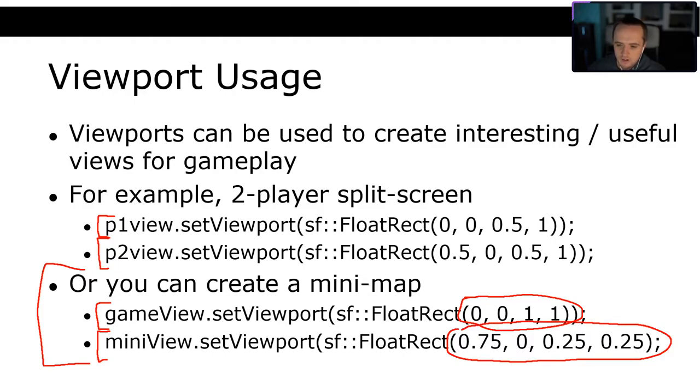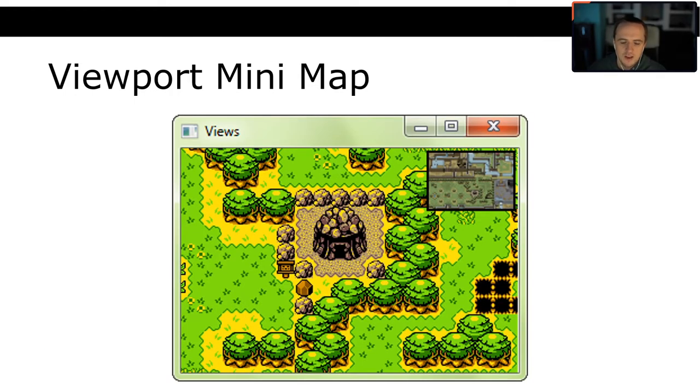So here we've said 0.75 in the X direction, 0 in the Y direction, and 0.25 for each of the dimensions. So it's drawn 3/4 of the way across in the X direction, and it's 1/4 the width of the screen, and 1/4 the height of the screen. And we can center that wherever we want. So for almost free, a couple of lines of code, we've got two different views. Maybe this one shows the entire world map, and this one just shows where you currently are in the world. So we've got split screen views almost magically for free, which is awesome.